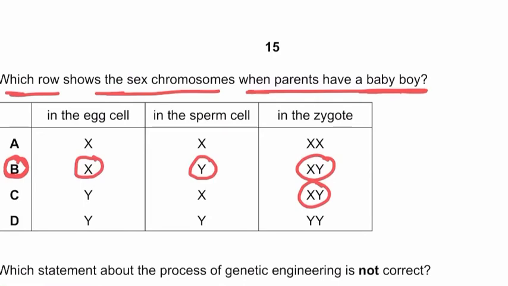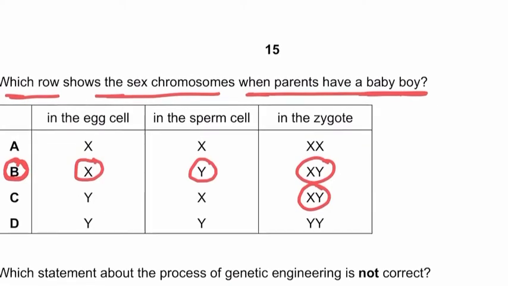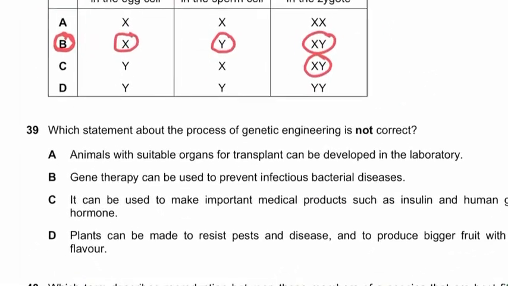The Y chromosome will always be received from the father and the Y chromosome will be in the sperm, and the mother will only pass on the X chromosome. So in the egg cell there will be an X chromosome and in the sperm cell there will be a Y chromosome.